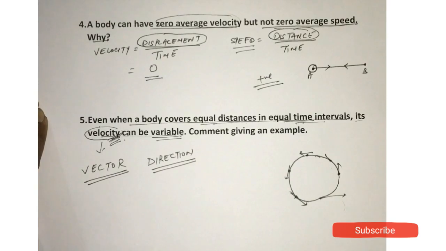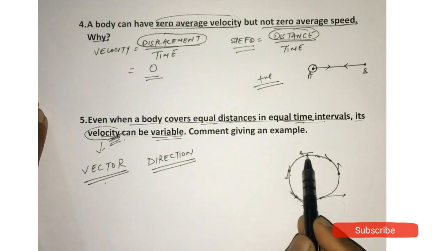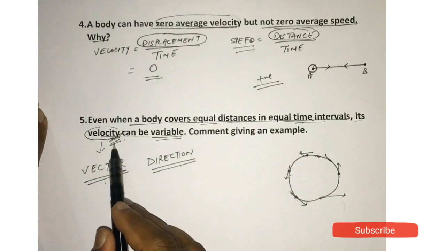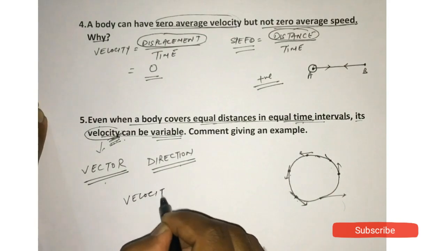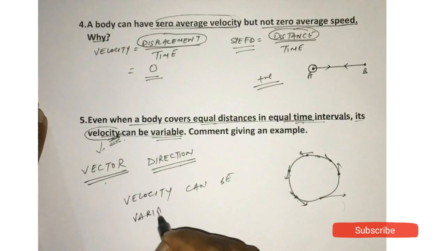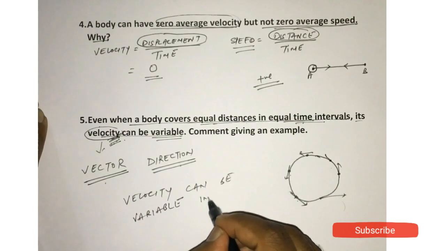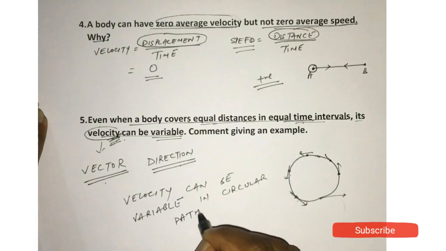I am repeating again. Velocity is a vector quantity which includes direction. At every point of this circle, even if it covers equal distances in equal intervals of time, its direction changes, so the velocity changes. So we can say velocity can be variable in a circular path. Fine. Clear?